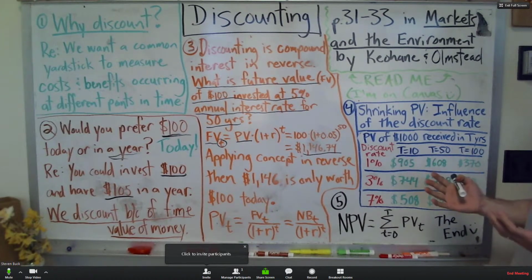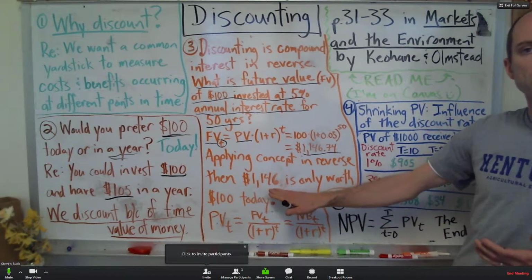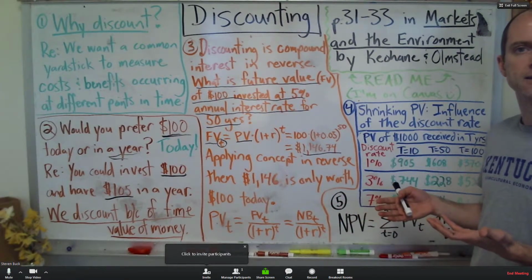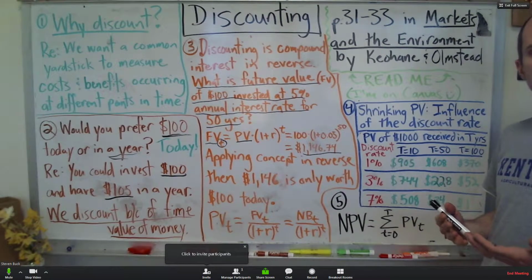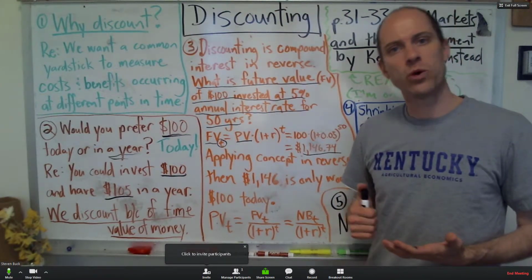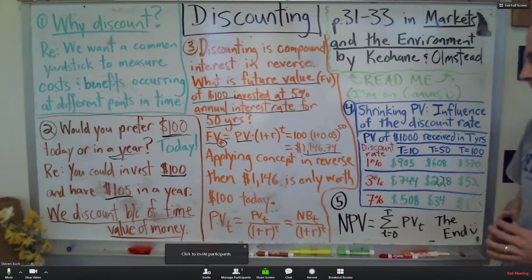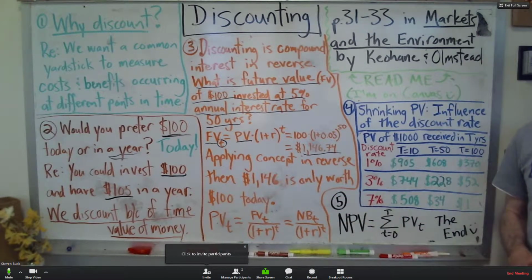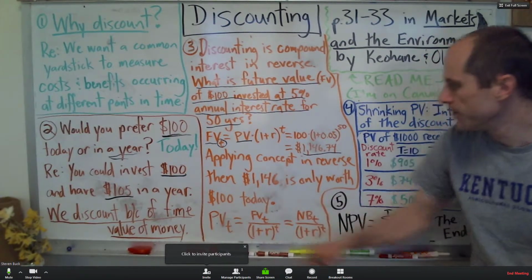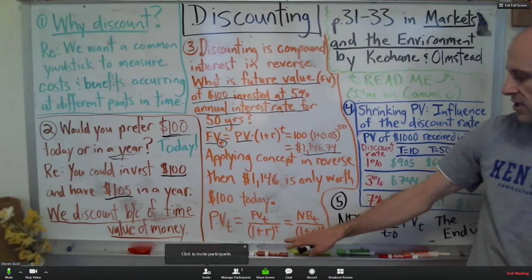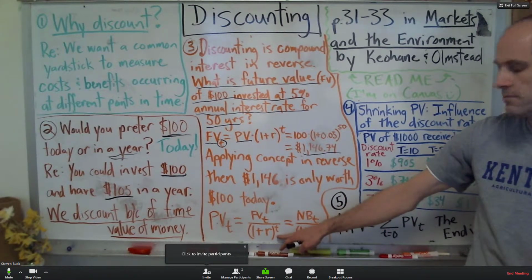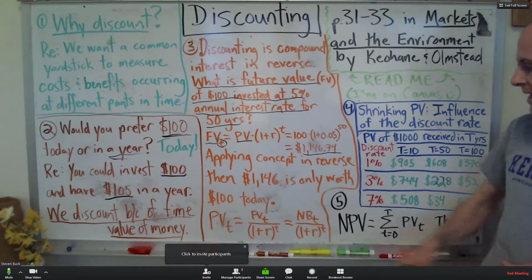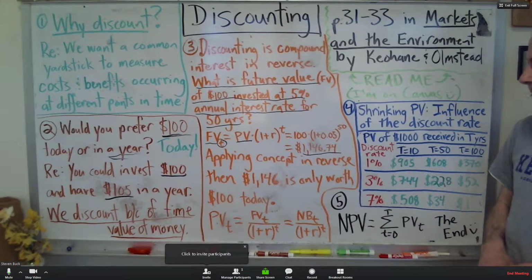Applying the concept in reverse, that must mean that $1,146 is only worth $100 today. Because if I invested that $100 today, I'd get that $1,146 50 years from now. We arrive at the formula for present value in year t. It's simply the future value in year t divided by 1 plus, in this case, we maybe think of it as the discount rate instead of the interest rate, raised to the power t.